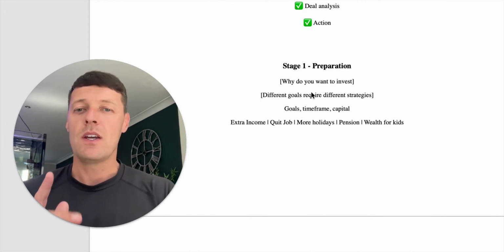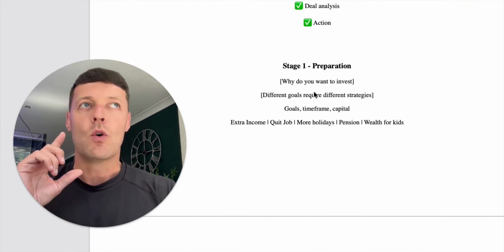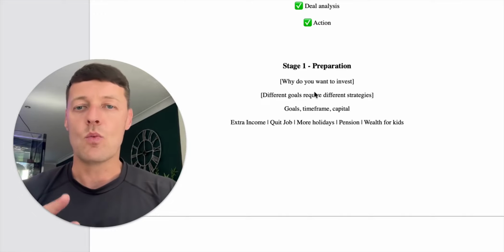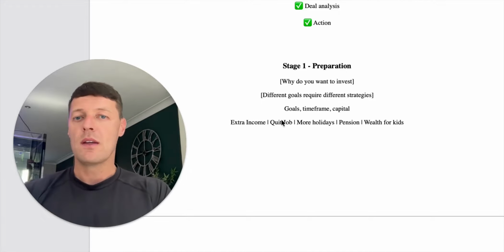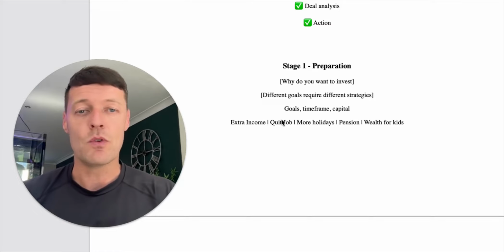So the first stage is preparation. Understand exactly what it is that you want out of property, and trust me, this will massively help going forward into next stages and removing any doubts.